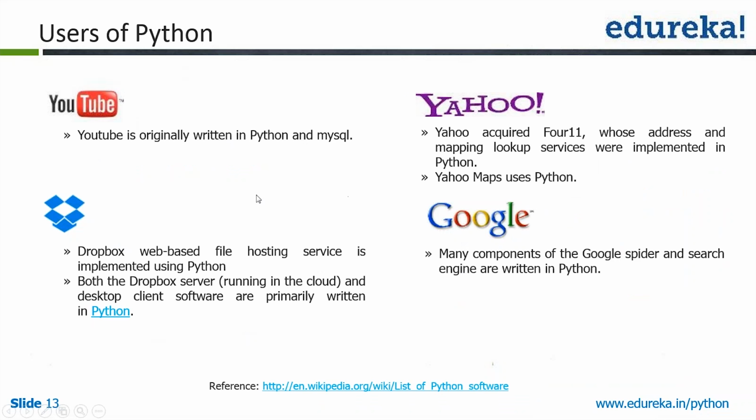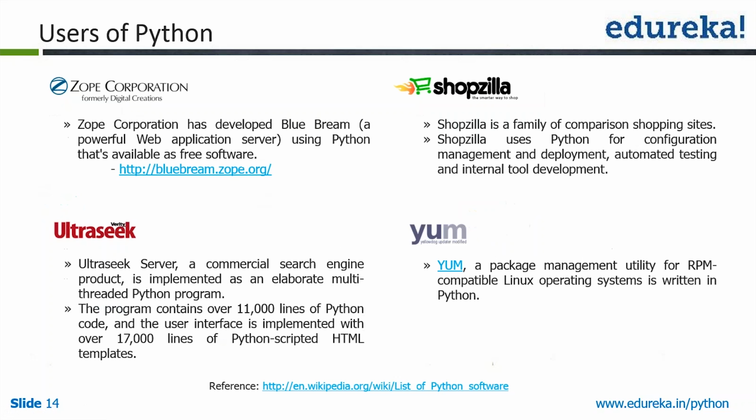Dropbox, being a web-based file hosting service, is implemented using Python. Both the Dropbox server and the desktop client are written in Python. That's how simple it is that it can bring up such a cool utility available for everyone. Google, many components of Google Spider and search engine are written in Python. So that's again a note of credibility. Zope Corporation is developing powerful web application servers using Python. So here's a link to that.